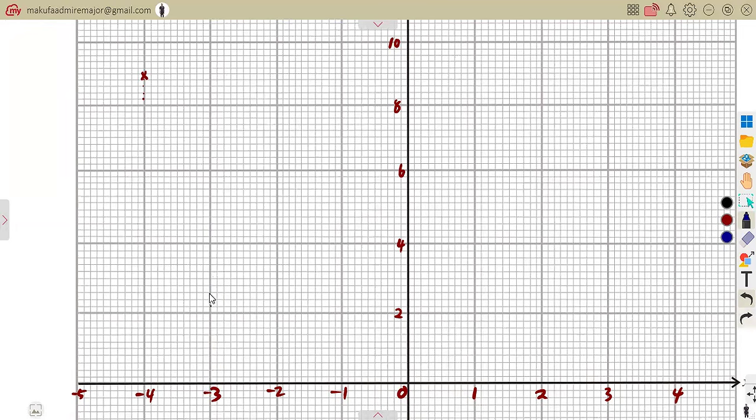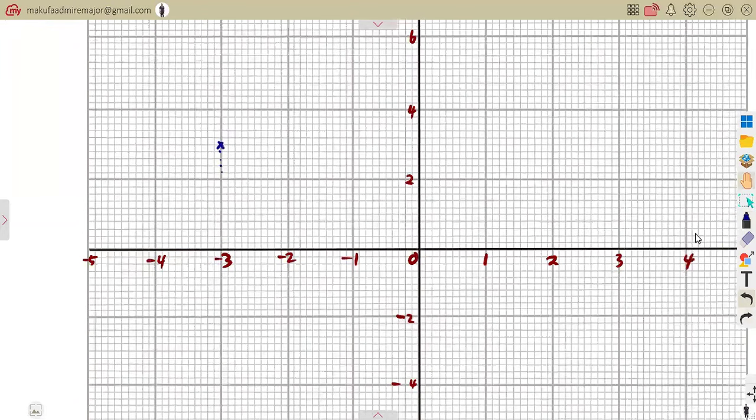1, 2, 3, 4, 5. So that's going to be -3 versus 3. The other point, it was -2 and -1. Down here, 1, 2, 3. Sorry guys, 1, 2, 3, 4, 5, somewhere there.